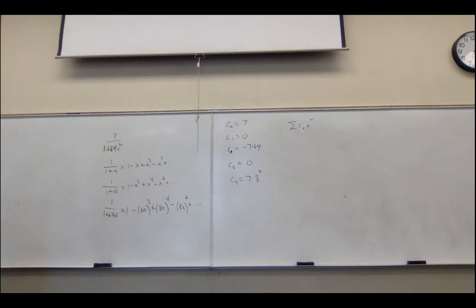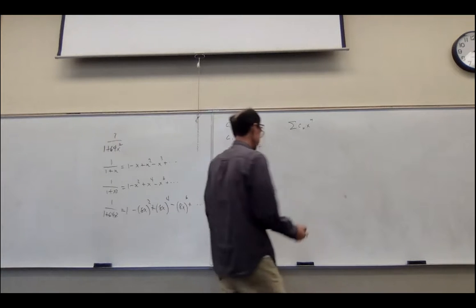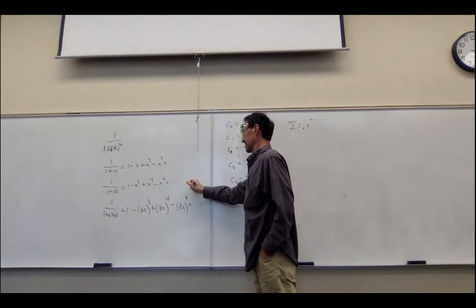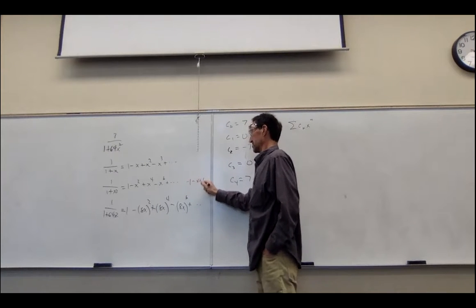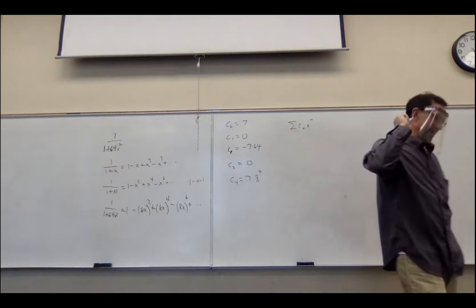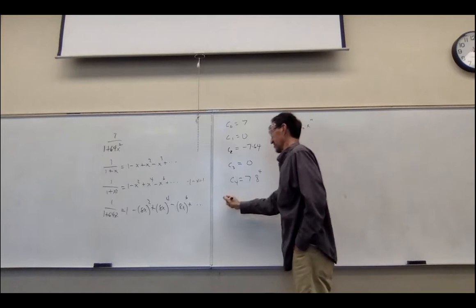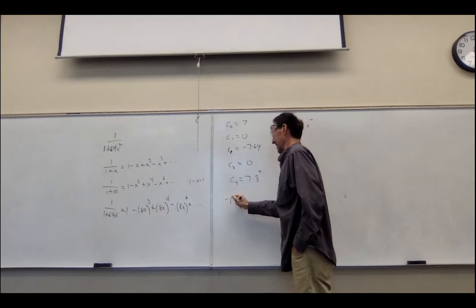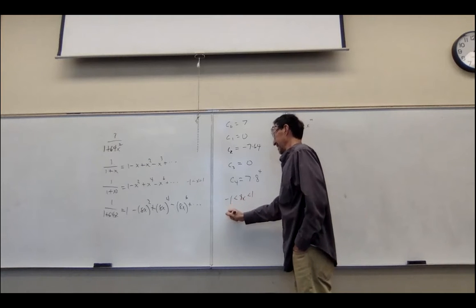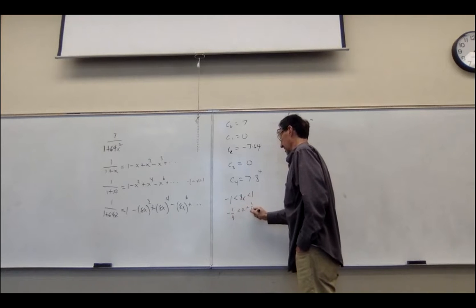Okay, and they also ask for the radius of convergence. Well, we know the series we started with converges on -1 to 1. And then we're going to compose it with 8x. So it's going to converge as long as the thing we're plugging in, 8x, is between -1 and 1. And divide by 8. R equals 1/8.